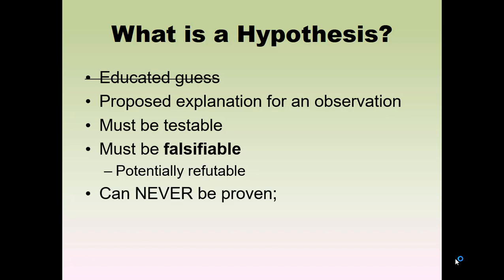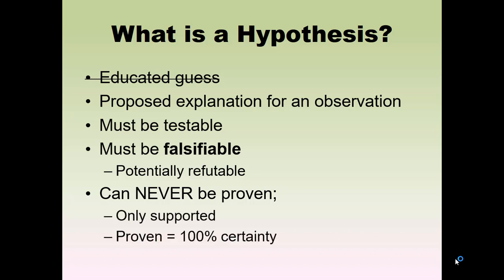Also, hypotheses cannot be proven with absolute certainty. Now, when we use the word proven, what we mean is that we are 100% certain, okay, that it is true. Keep in mind, one of our central tenets that we talked about previously is that all of our conclusions in science are tentative. That means they're subject to change.